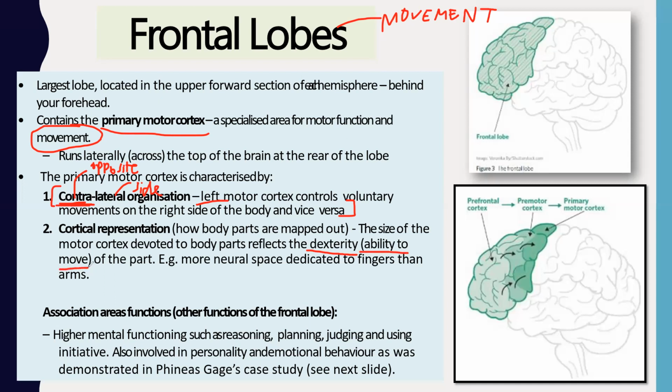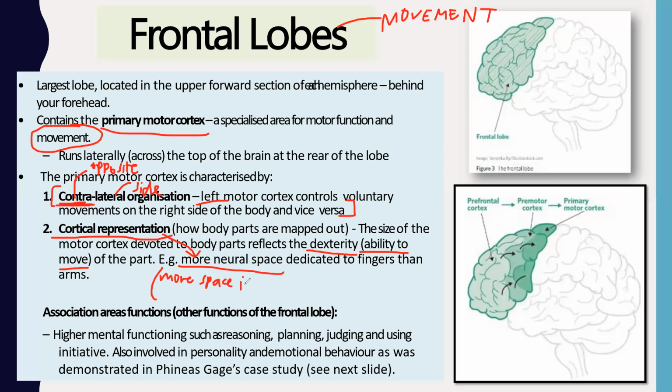Now, if you think about it, certain parts of our body we can move a lot easier than other parts. For example, it's a lot easier for me to move my fingers or move my hands compared to moving my arms, okay, compared to moving my knee. Okay, so that's because there's more representation. Cortical representation is another way of saying there's more neural space, or in other words, there's more space in the brain dedicated to body parts that need to be moved a lot.